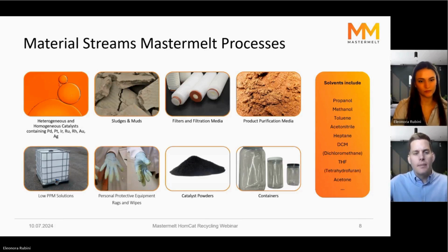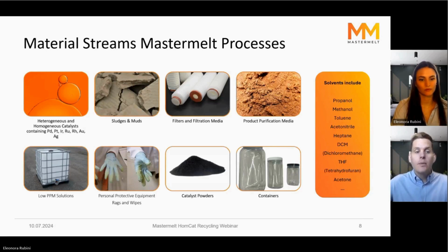Also, if there's PPE, rags, wipes, anything used in the process where there's been some spillage, some cleanups, it's important that this is captured along the way, and the operators have an area where they can dispose of these in a safe way, which is actually stored and kept ready for when you're sending off your spent catalyst. The catalyst can come in varying different forms, in a paste, in a sludge, or in a particulate. All of these are things that we can process.